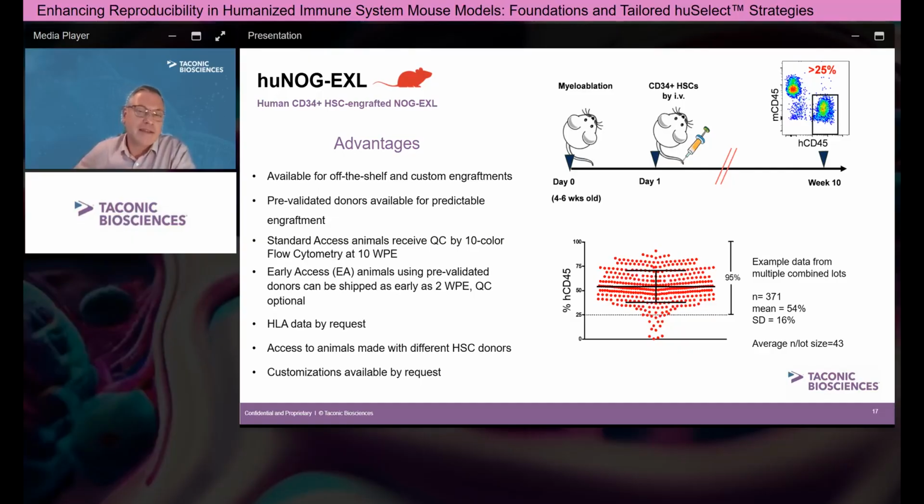We do have options to get access to animals earlier, and one of the reasons why you might consider that is that there is an early rise in myeloid cell populations. So if you're specifically studying myeloid cells, you may want to look at an earlier time point. We will provide full HLA data for the human donors that are used to engraft these animals. And you do have access to animals engrafted with different hematopoietic stem cell donors. And again, I'll describe a little bit more fully how and why you might choose that later on.